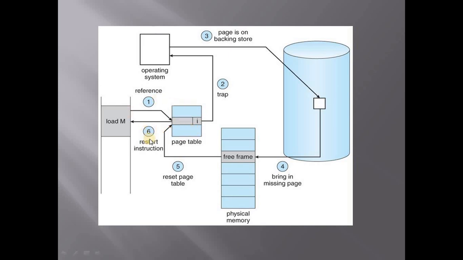And then we restart the instruction that was interrupted by the illegal address trap. The process can now access the page as though it had always been in memory. After performing these steps, the CPU restarts from the instruction that it left off due to the page fault. Okay, so these are the 6 steps which will be followed when the operating system finds a page fault.